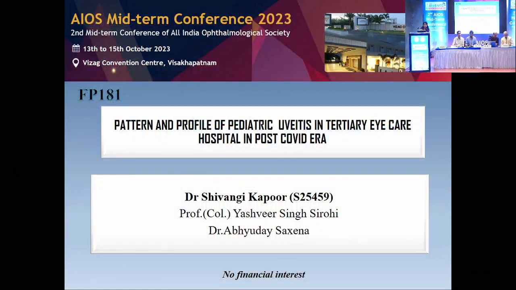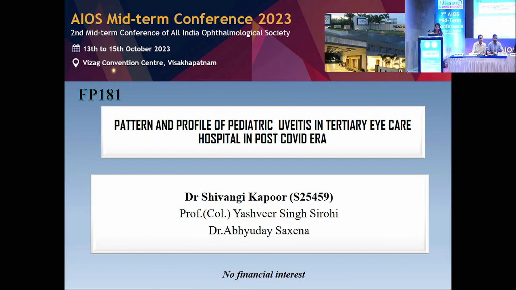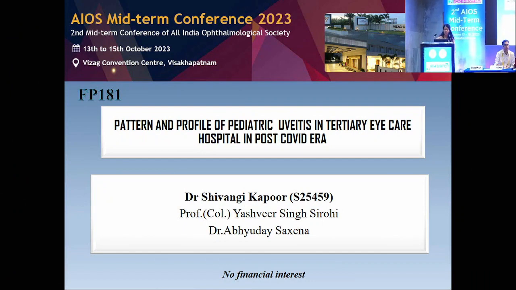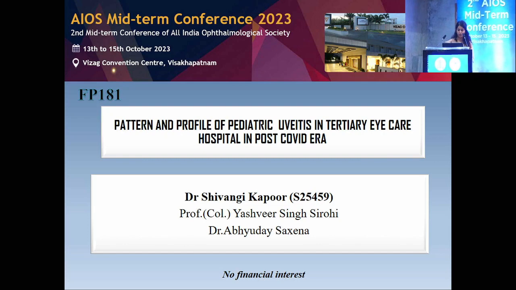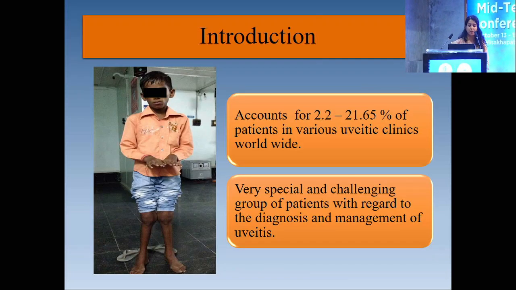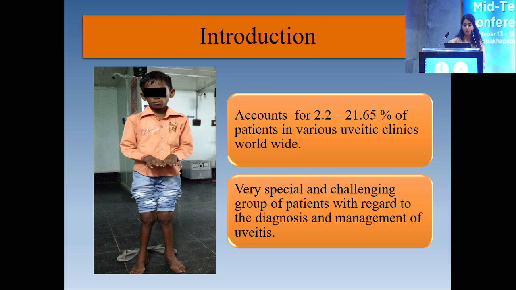Good morning everyone. Today I am presenting my paper on pattern and profile of pediatric uveitis in a tertiary eye care hospital in post-COVID era. There are no financial interests. As we know, pediatric uveitis accounts for 2.2 to 21.65% of patients in various uveitis clinics worldwide. It is a very special and challenging group of patients with regard to the diagnosis and management of uveitis.